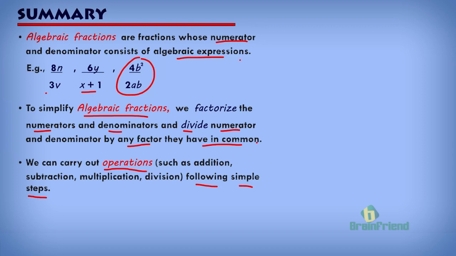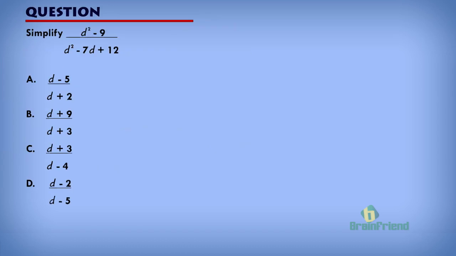Now, to be sure that you have truly learned how to factorize algebraic fractions, we'll take 2 quick exercises and then we'll end our class for today. So, exercise 1. Simplify d squared minus 9 all over d squared minus 7d plus 12. So, following our steps, we said factorize the numerator and also factorize the denominator. Factorizing our numerator, d squared minus 9, simply gives us d minus 3, all in brackets, d plus 3.